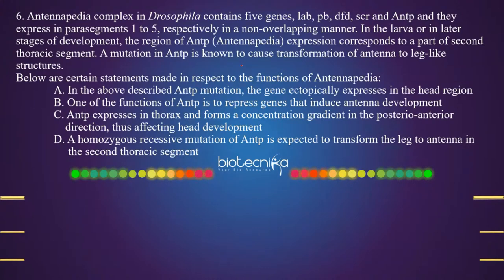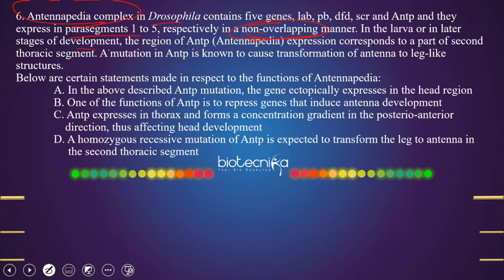Next question, again from Drosophila, but this time organogenesis. That was axis formation in early development. This is during the organ formation. Antennapedia complex in Drosophila is a homeotic gene complex that contains 5 genes, and they express in parasegments 1 to 5. There are segments and parasegments in the entire Drosophila body. They express in a non-overlapping manner, meaning they have their exclusive area of expression. Nothing overlaps each other's expression.